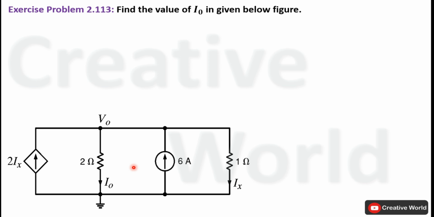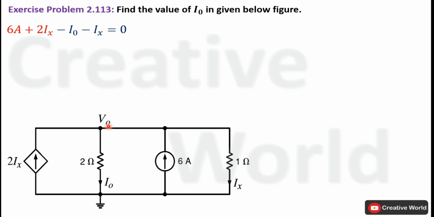This network includes two nodes only. One is the reference or ground node, and the other node will be used to apply Kirchhoff's current law. All entering currents or leaving currents on this node will be taken with reference to this node. Now write Kirchhoff's current law equation for this particular node.